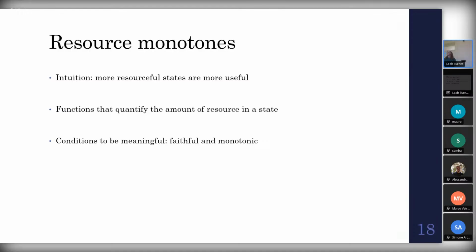In order to give this some meaning, we put some restrictions on this because there's so many ways of defining functions that will give you some number. So we say that these functions have to be faithful, which means that any free state will be classified as having no resource, and any resource state will be classified as having some amount of resource. And we also say that these functions can't increase under your free operations, so the easy operations you're allowed to do can't increase the resource. For example, if we go back to entanglement, you have a state and you do some local operation that shouldn't increase the amount of entanglement in your state.